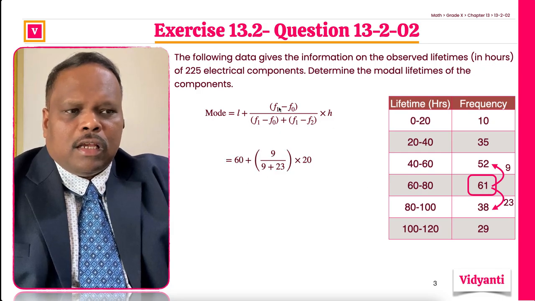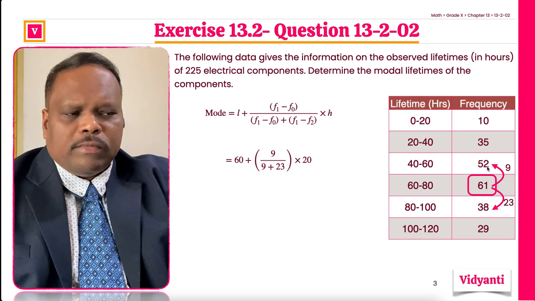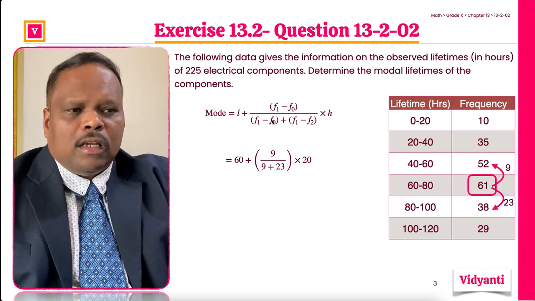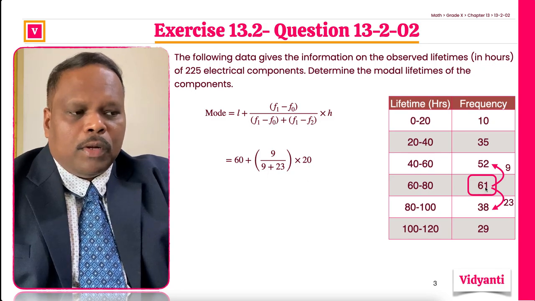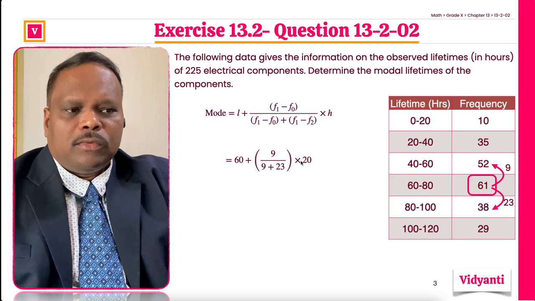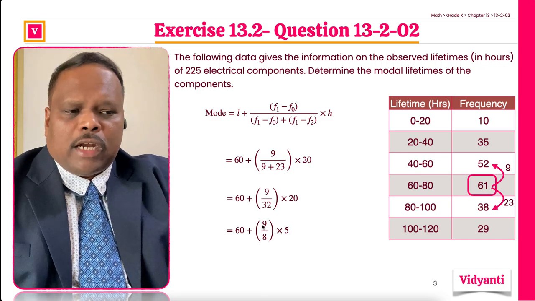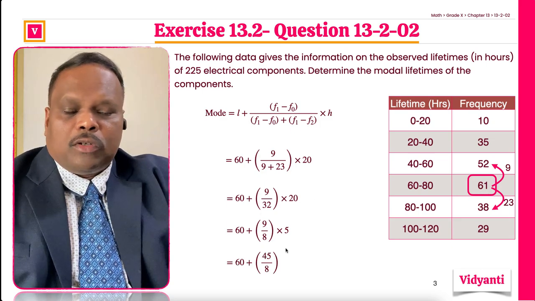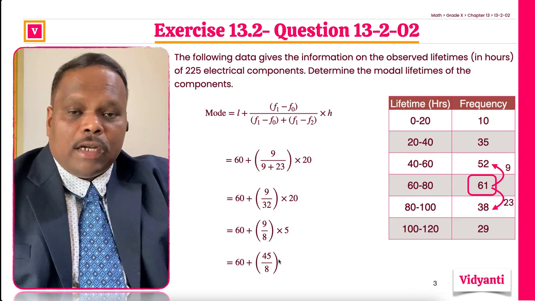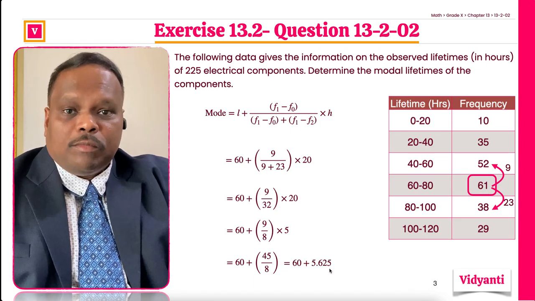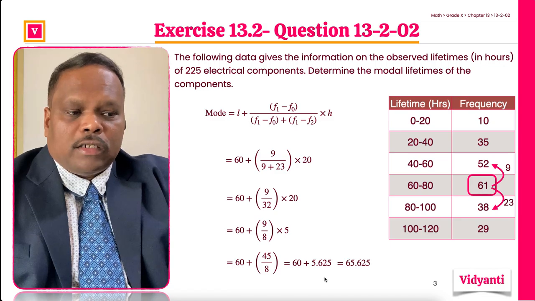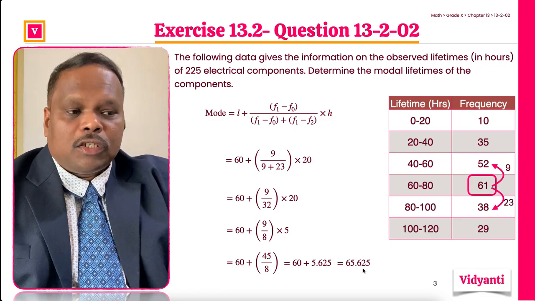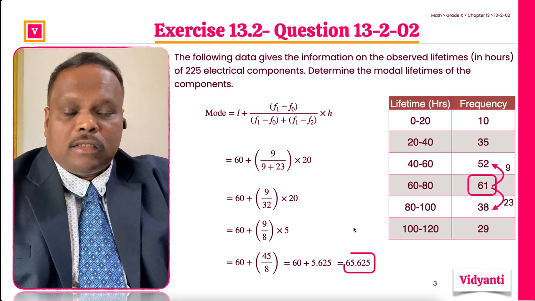L is 60. F1 minus F0 is the difference compared to the previous one. That's 9. F1 minus F0, again same thing, 9, plus 23. That's the next one. And the class width is 20. It's a matter of substitution. 9 divided by 32 times 20. So that would be 9 divided by 8. Let's cancel the common factor 4. And upon simplification, it comes out to be 45 divided by 8, which further can be simplified to 5.625. So your answer will be 65.625 hours. And that's the mode of the given data. And that would be your final answer.